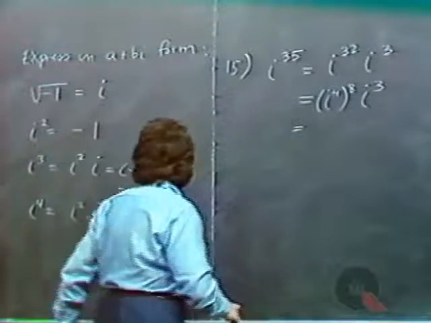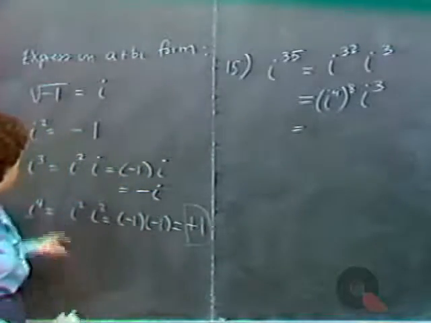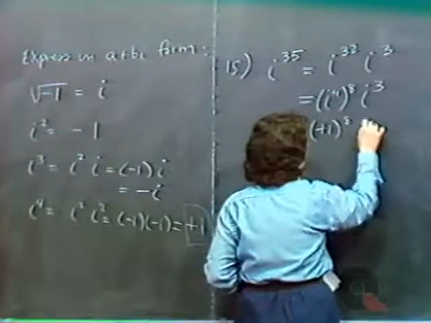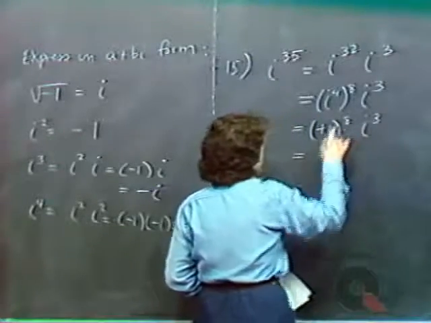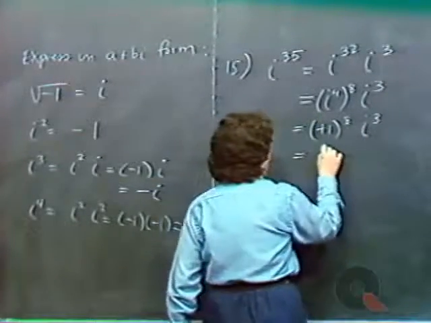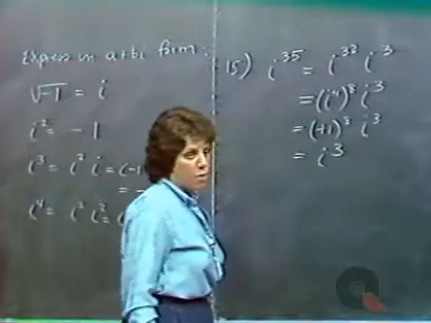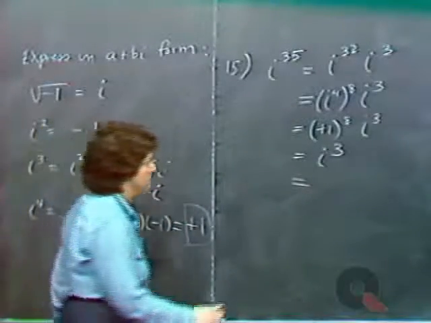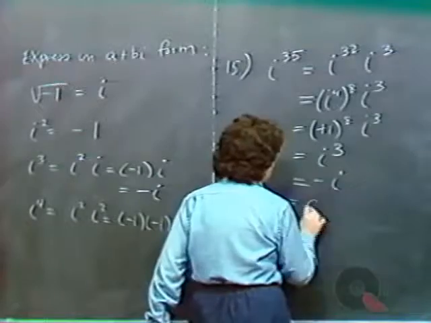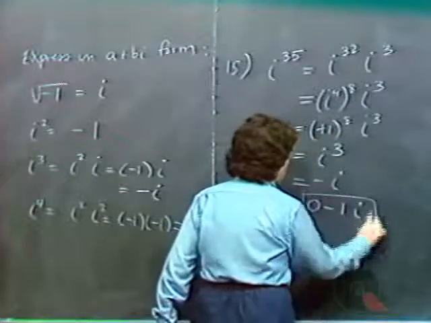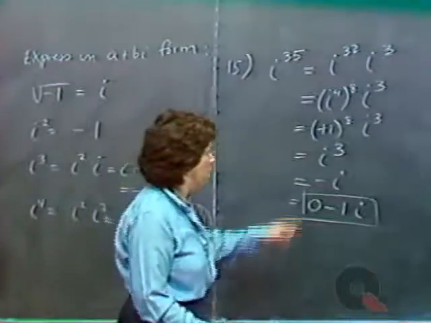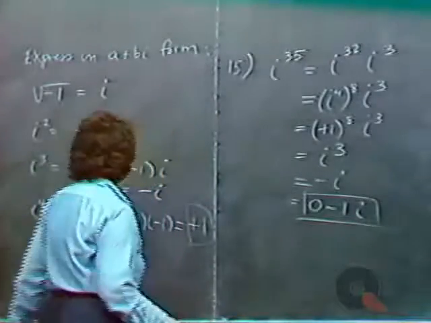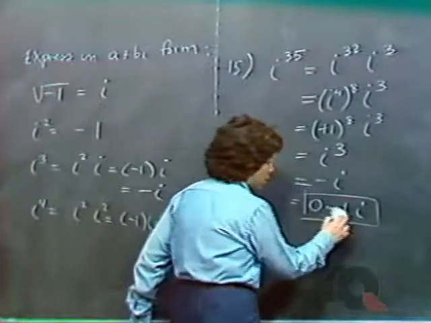Now why do we want i to the fourth? Well, i to the fourth, if you remember, is plus 1. So this is plus 1 to the 8th times i cubed. Well, plus 1 to the 8th is just 1, so it's just i cubed. So i to the 35th power is the same as i to the third power, which is the same as minus i. So you could think of this as 0 minus 1i. If you wanted to write it in a plus bi form, the real part is 0 and then minus 1i.